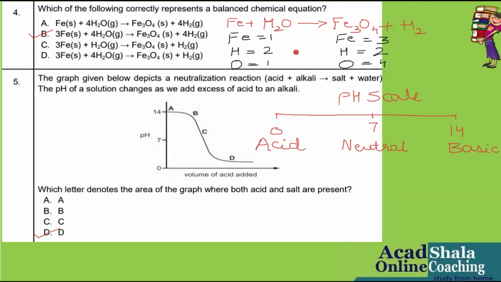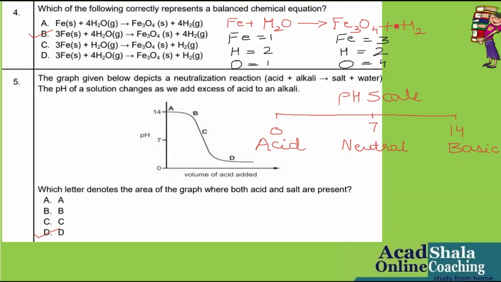Okay, now next question. Which of the following correctly represents a balanced chemical equation? Now children, 4 options are given. But seeing the 4 options, I will not start solving each equation one by one. What I will do is only and only write the skeletal equation on the top. Skeletal equation means unbalanced equation. So I've written Fe plus H2O gives you Fe3O4 plus H2.